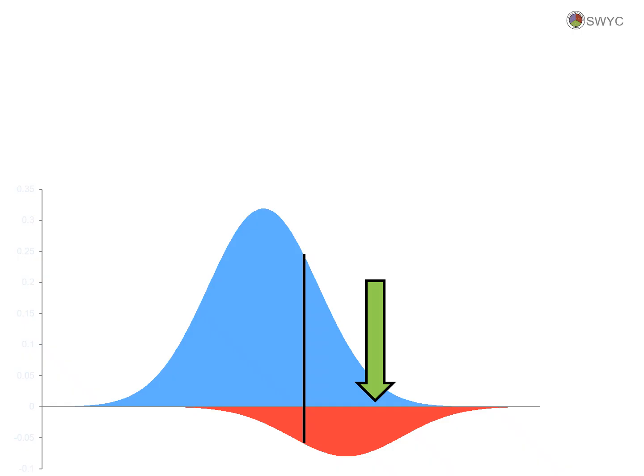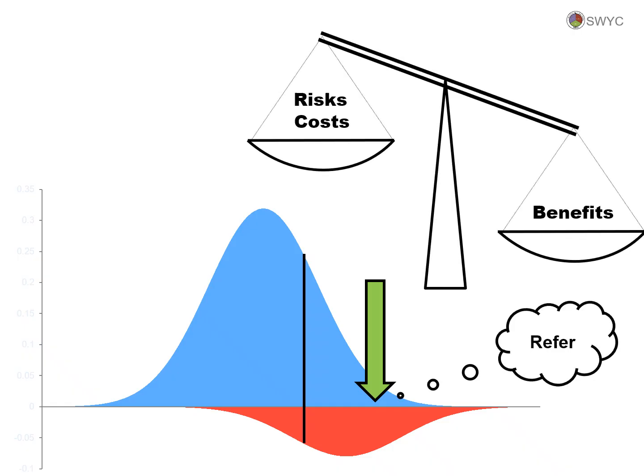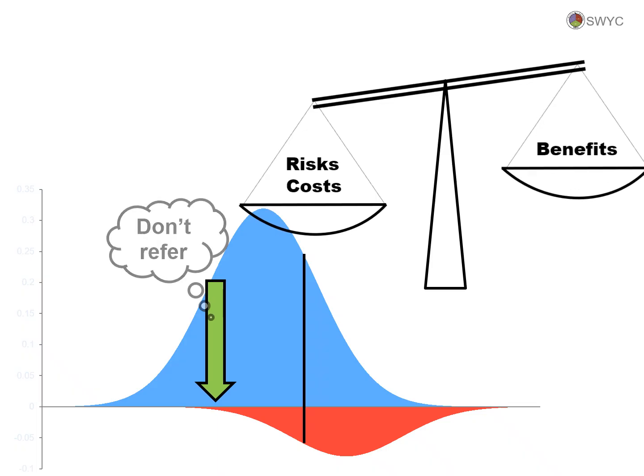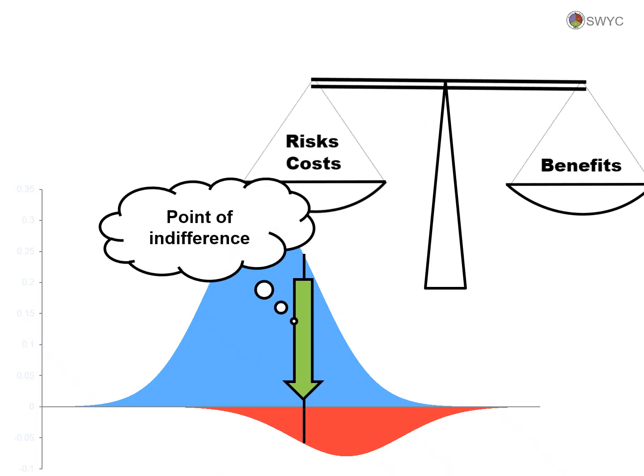What all the math is saying is that if it truly makes sense to refer a child who scores above the threshold, this implies that the benefits of doing so outweigh the costs. In contrast, if it truly makes sense for a child who scores below the threshold to not be referred, this implies that the costs outweigh the benefits. At some point in between, costs and benefits are in balance, and this is the point of indifference. By the logic of decision analysis, this is where the thresholds should be. Let's consider some examples.